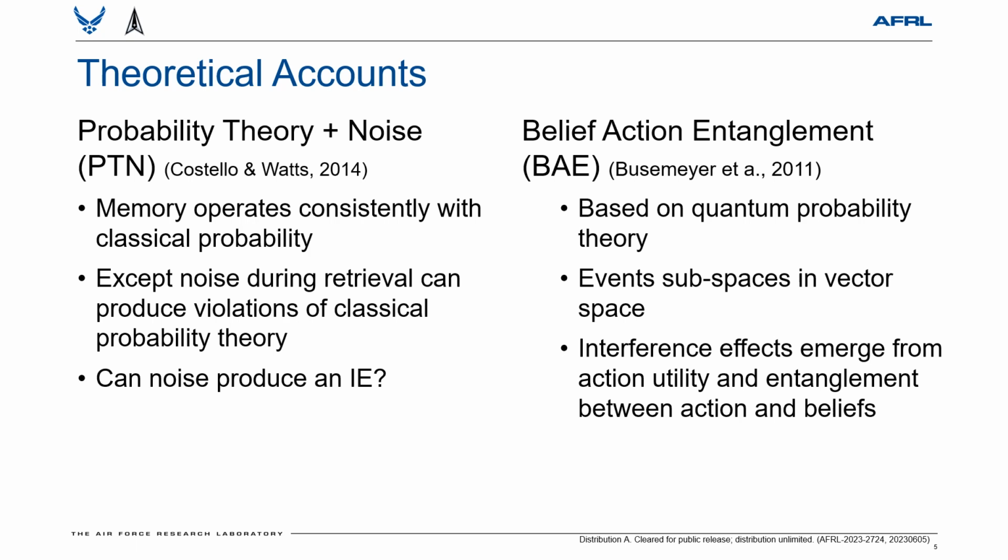The BAE is not subject to the law of total probability because it's based on QPT. In QPT, events are based on subspaces of a vector space rather than sets. In the BAE, interference effects emerge from a combination of action utility and entanglement between actions and beliefs.